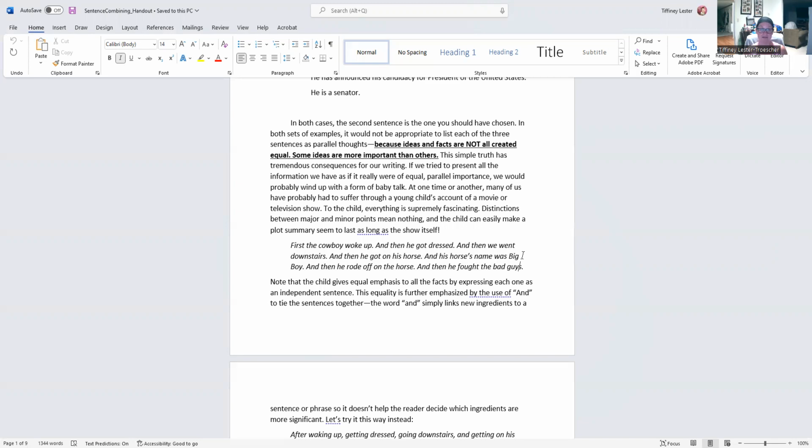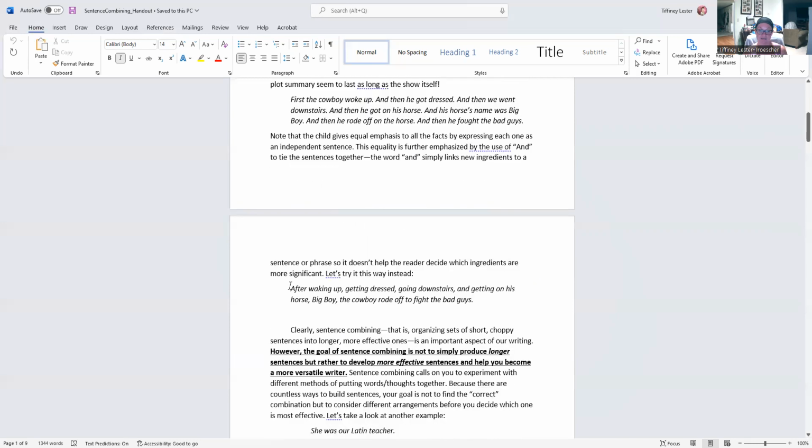They'll look at that and they'll think, okay, what's most important? That he woke up, that his horse's name was Big Boy, that he rode off on the horse. Seems like the most important thing is probably that he fought the bad guys, but I shouldn't have to guess. I should be able to tell by the way it's structured what is most important. So let's try this instead. After waking up, getting dressed, going downstairs, and getting on his horse, Big Boy, the cowboy rode off to fight the bad guy.